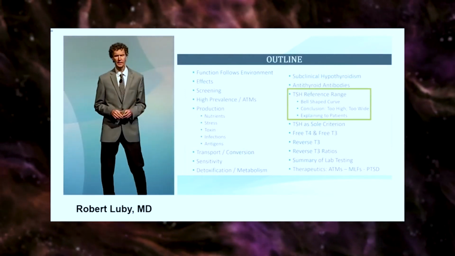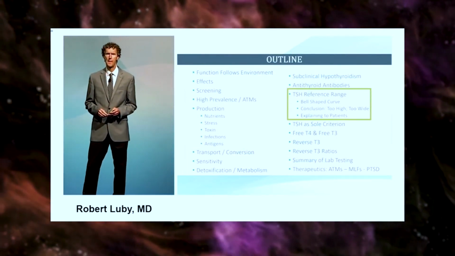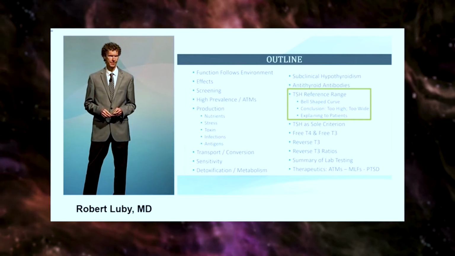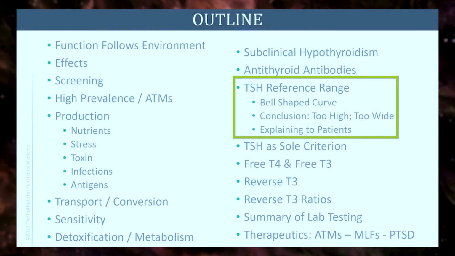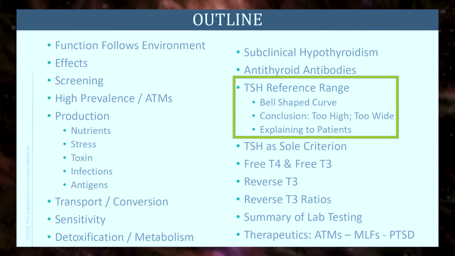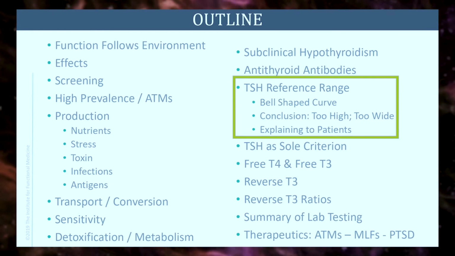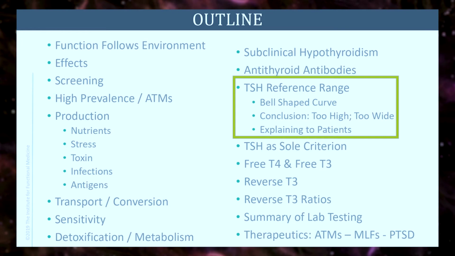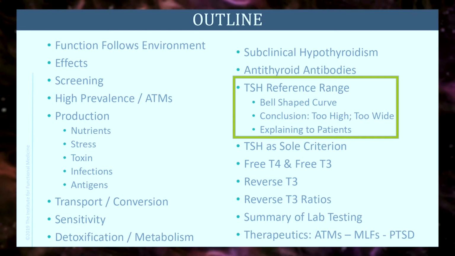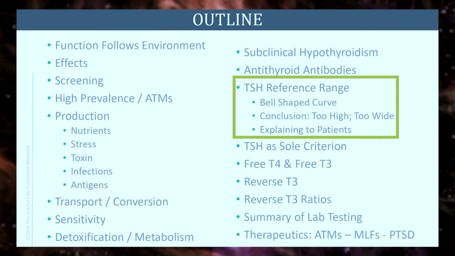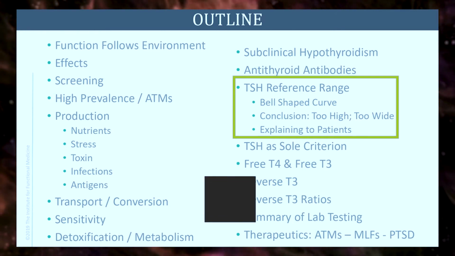Next chunk of content, the TSH reference range. If we're going to use this as the sole test, we want to be sure that that reference range is accurate. And there's some data that will show you to question whether that reference range is accurate. Think about, is it really a bell-shaped curve? Is the upper limit too high? Is the curve itself too wide?